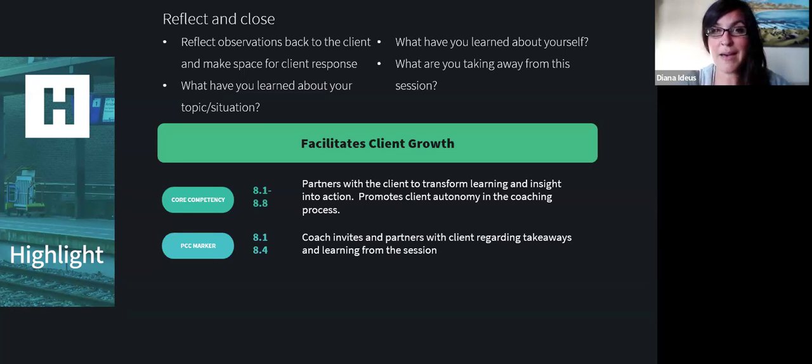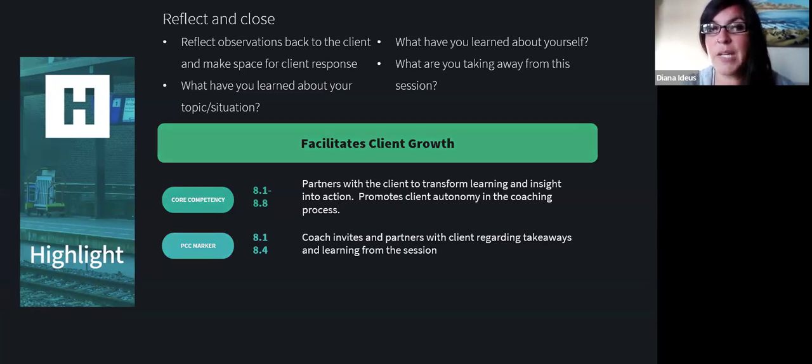So, they may have great awareness. It's okay if they don't necessarily have action items. They can stay in a place of awareness, but looking at it from a core competency perspective and also a PCC marker perspective, how are they going to apply it? How are they going to apply that learning about themselves as well as about their topic or situation?